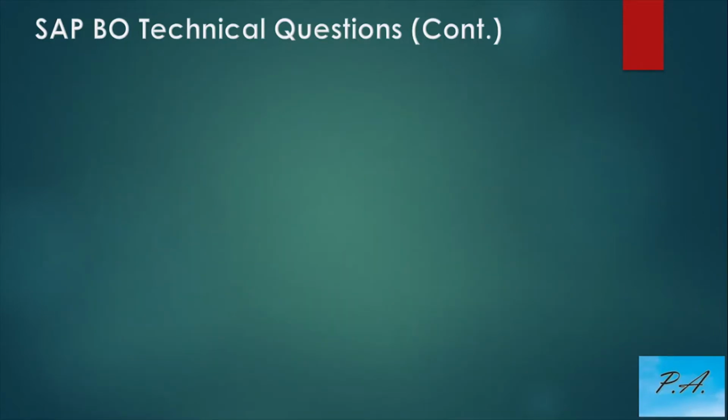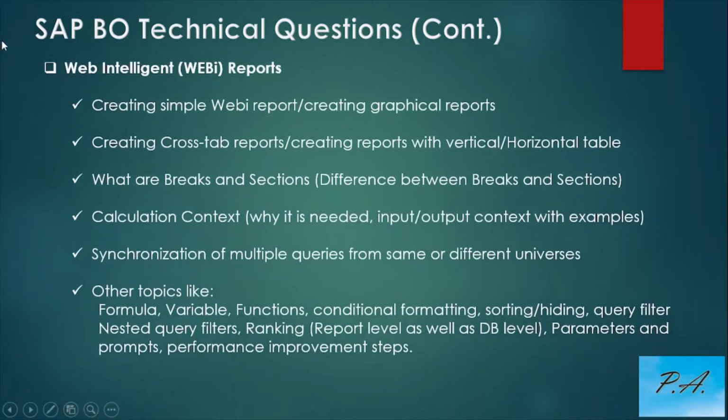SAP Business Objects Web Intelligence, or Webi, is a web-based reporting and analysis tool. It is part of the SAP Business Objects product suite and is used for analytical and ad hoc reporting to meet business requirements. You should focus on the following topics in the Webi tool. Creating simple reports, for example, creating simple Webi reports, creating graphical reports.